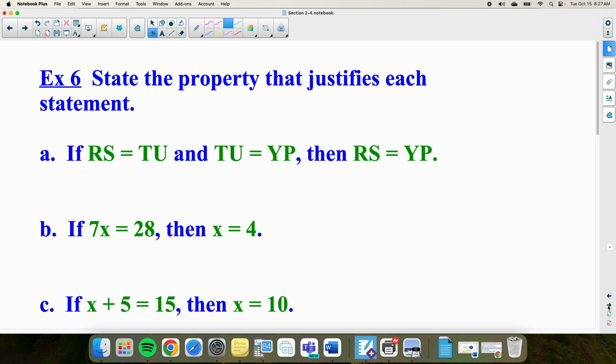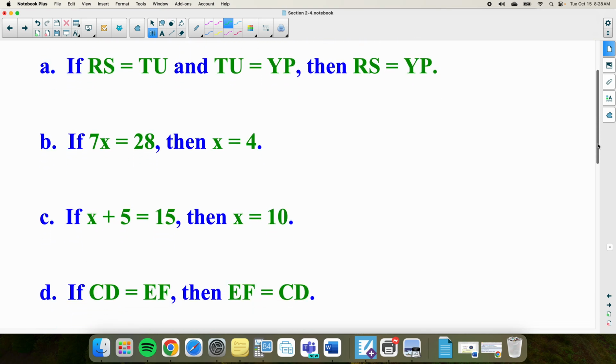So one of the types of questions that you guys could have is where they're just gonna give you statements and we have to say what property it is, okay? So if I look at this first one here, notice I have 3 equal signs. That means it's either transitive or substitution. Is this transitive? Yes. So then we would just write down trans prop. Don't forget to do the property, because I do take off points if you forget that.